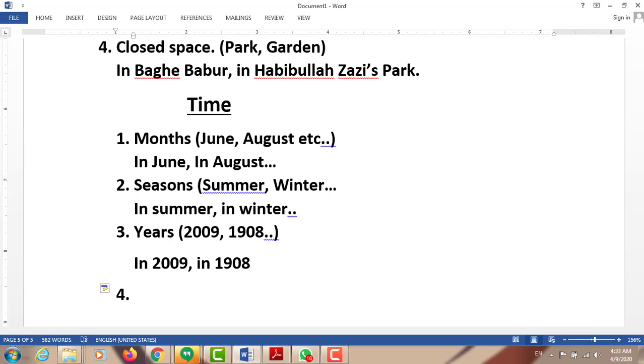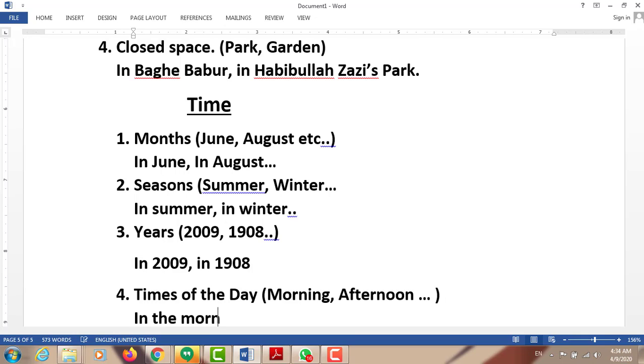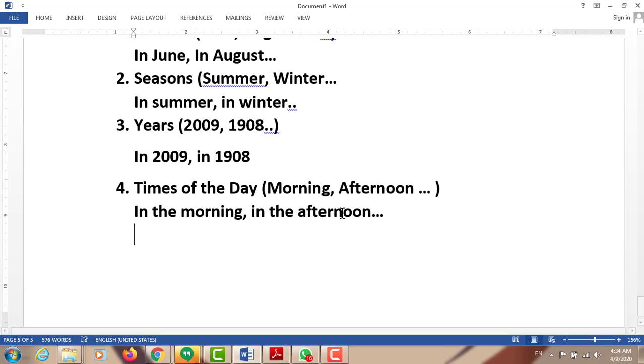Next is number 4. You can also use it for times of the day. Times of the day are like morning, afternoon, and so on. You use in, for example, in the morning, in the afternoon, in the evening.